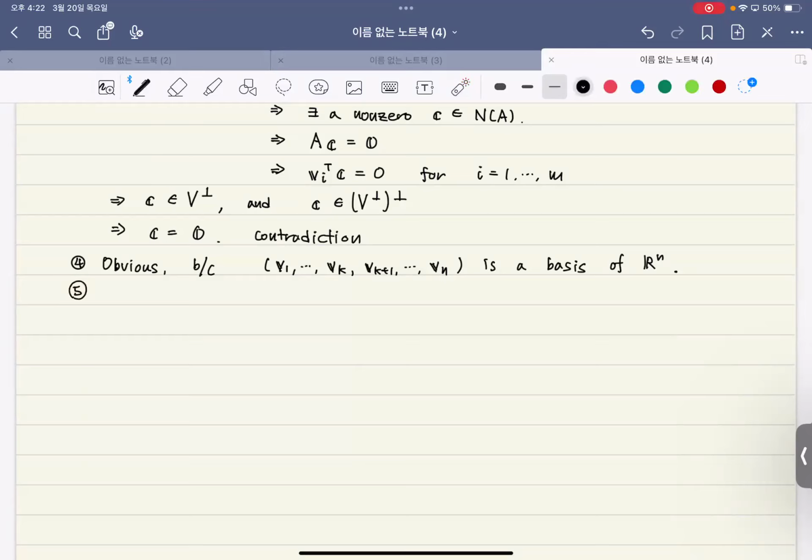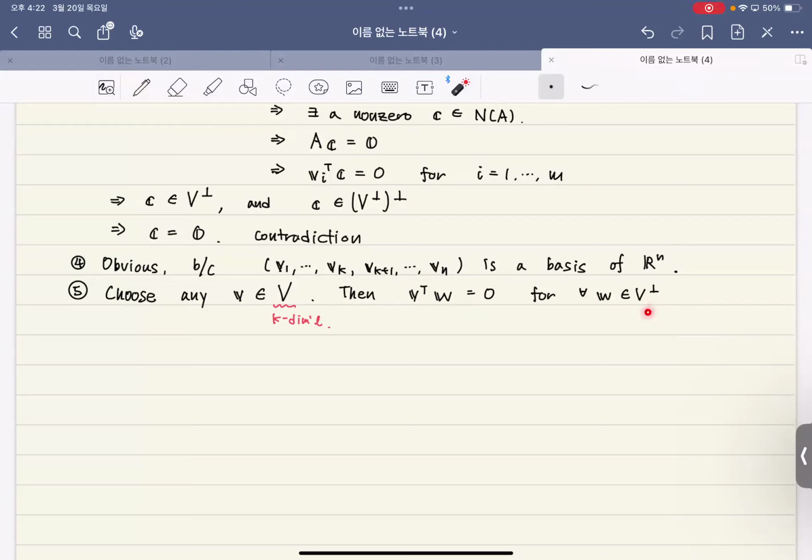And the last proposition is about taking the orthogonal complement twice. Okay. So I have a very interesting argument to prove number 5. Just choose any vector v from the original vector space V. And we are assuming that this is a k-dimensional vector space. Then taking the inner product of v and any random vector w from V perp must be 0, because V perp was the orthogonal complement of V.